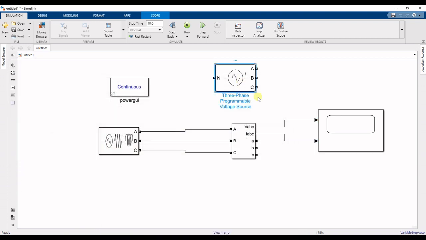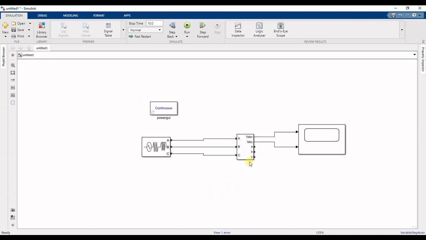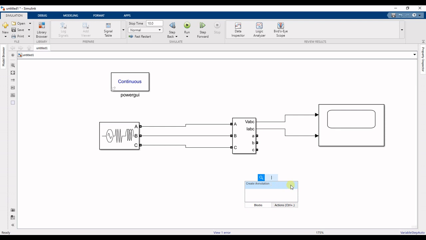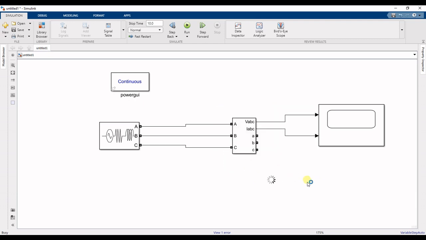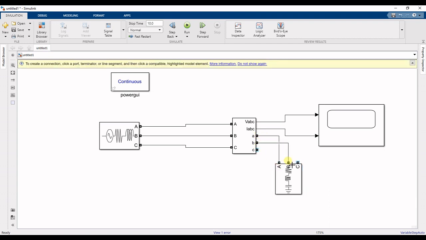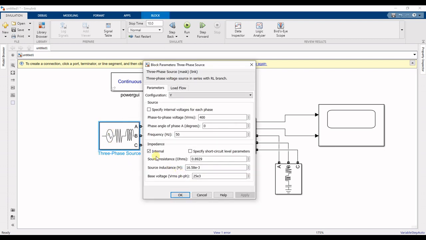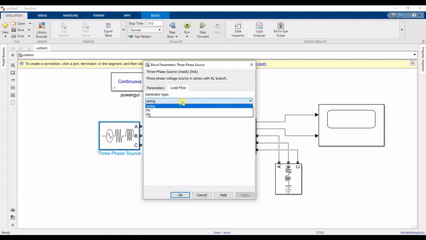So we should remove this extra graph, and there must be a load. We will add a three-phase RLC load series. The value of the three-phase source is 400 volts with load flow analysis as a swing.